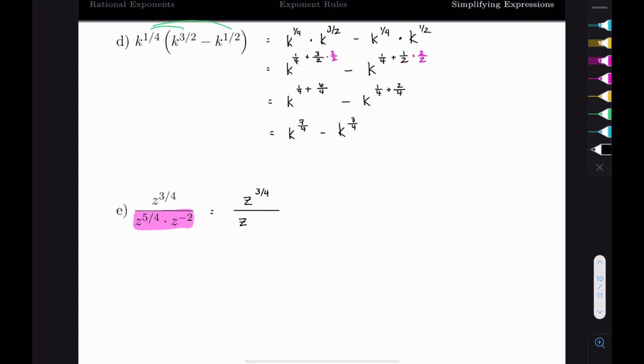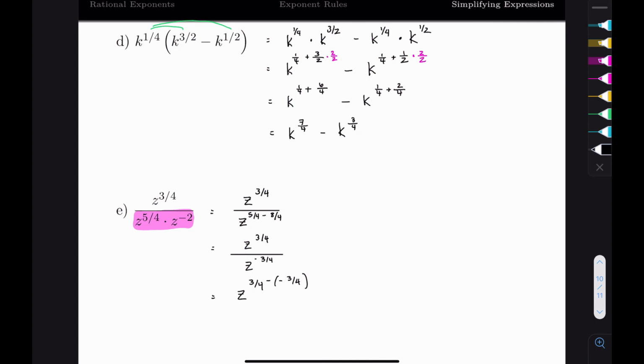But that denominator, we can do z to the 5/4, and then it'd be plus -2. So it becomes -2. Okay. And then to save some room, -2, you can write as 8 over 4. And now when you actually subtract those two, this will be z to the 3/4 divided by z to the -3/4. Okay. And now we have the same base with division. So that means we subtract these two.